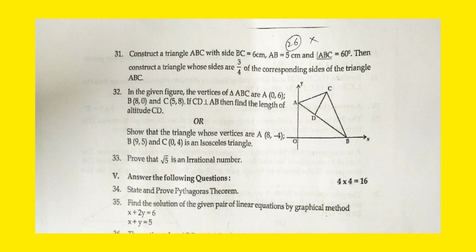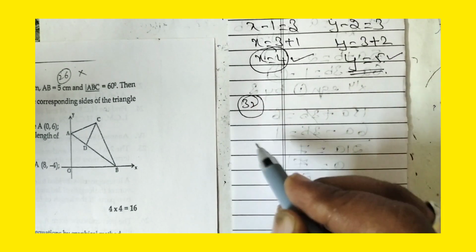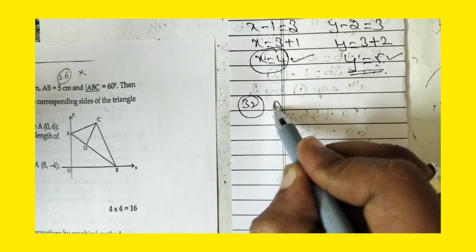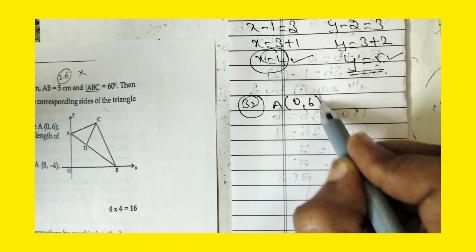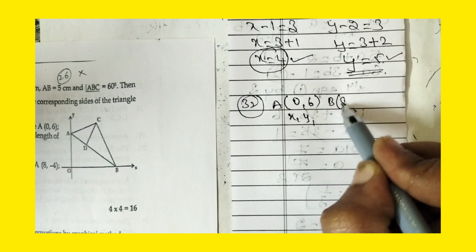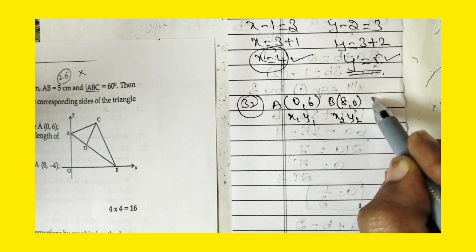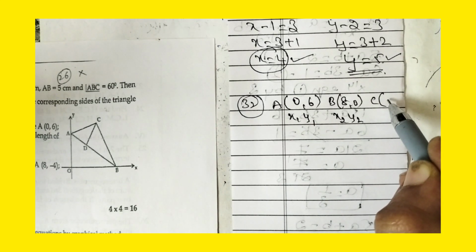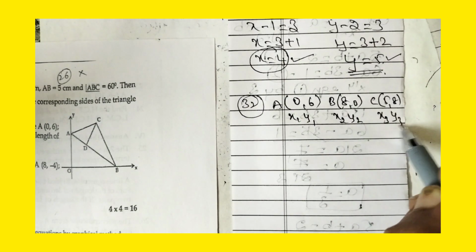Let us find out the length of CD. So question number 32. First let us find the area of the triangle ABC. A is given as 0, comma 6, that is x1, y1. B is given as 8, comma 0, that is x2, y2. And C is given as 5, comma 8, which is x3, y3.